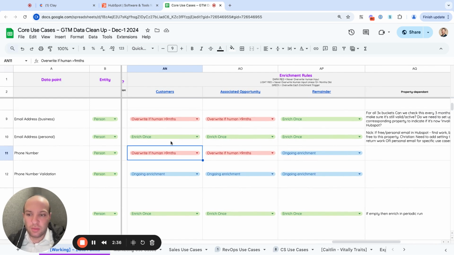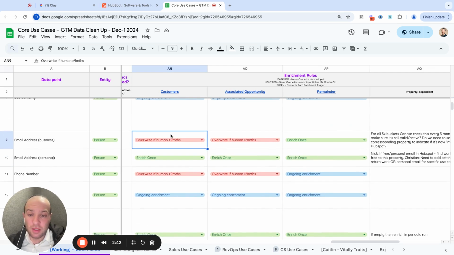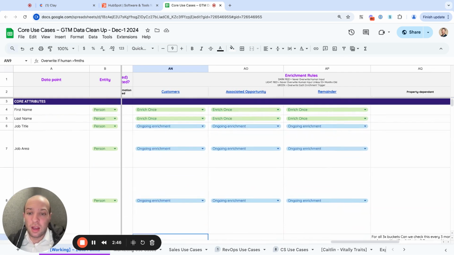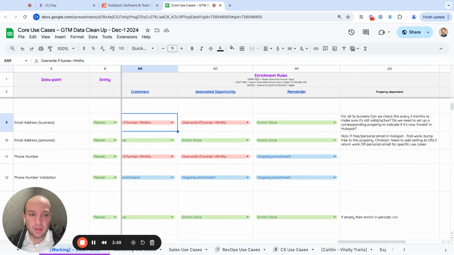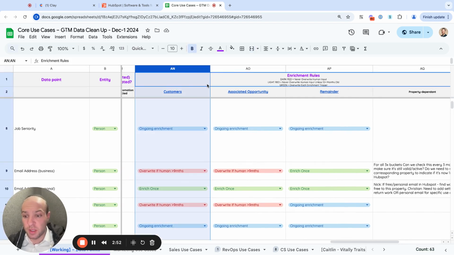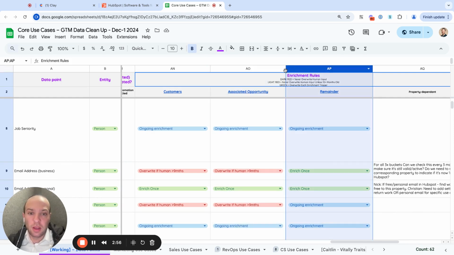Another one is email address, personal. We would enrich that no matter what. But the business address, once again, only if it was last enriched by a person within 9 months, then we would not overwrite it. So defining these custom rule sets is really important. And we even broke it down by life cycle stage, whether they're a customer, they're an open opportunity, or in an opportunity stage of some sort, or everybody else, basically the remainder.